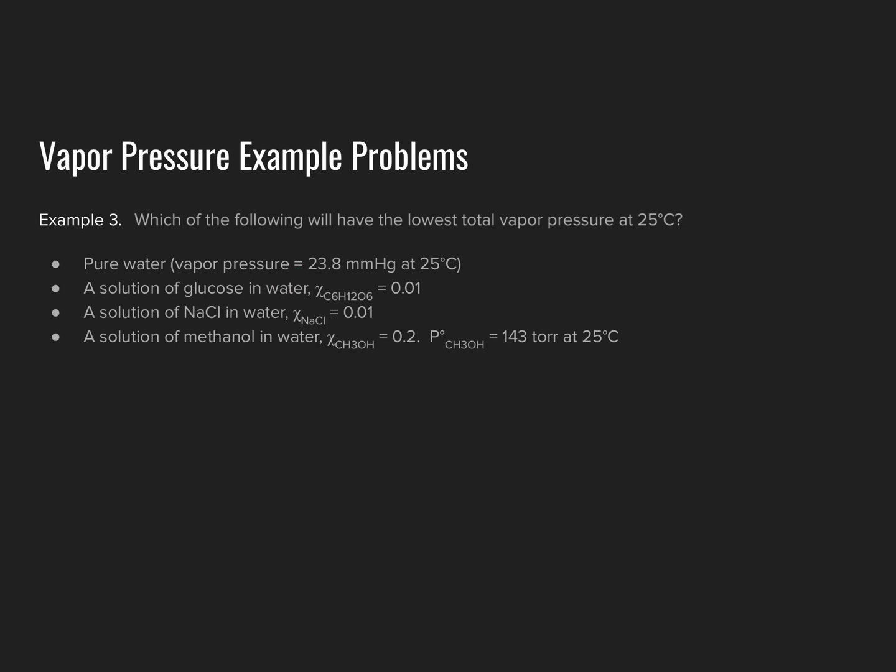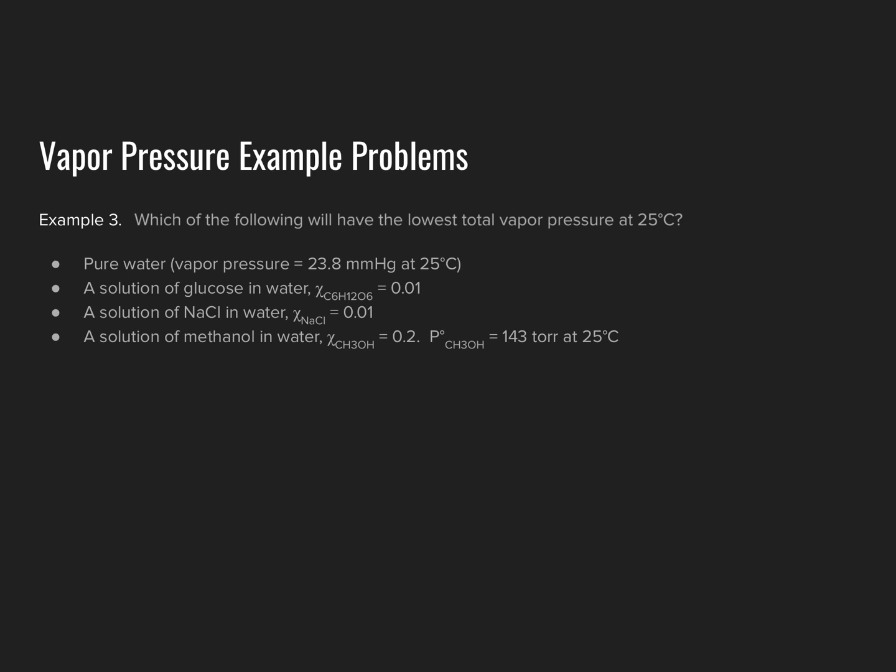Number 2, a solution of glucose in water where the mole fraction of glucose is given as 0.01. Number 3, a solution of sodium chloride in water where the mole fraction of the sodium chloride is given as 0.01. Or number 4, a solution of methanol in water where the mole fraction of methanol is given as 0.2, where the vapor pressure of pure methanol is listed as 143 torr at 25 degrees Celsius.